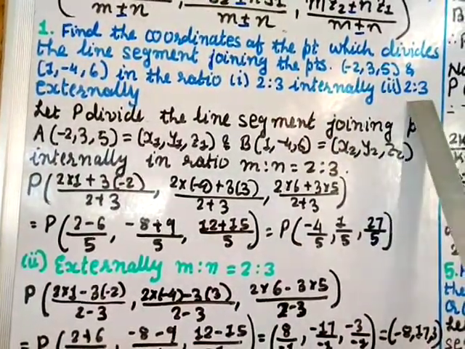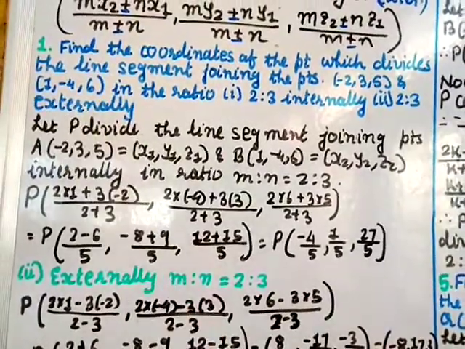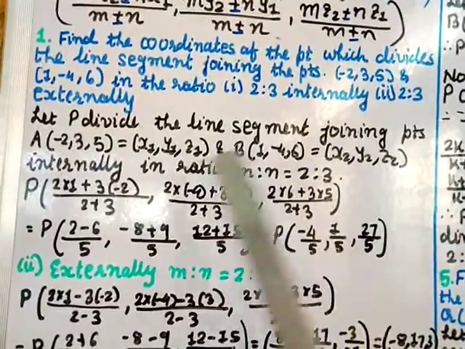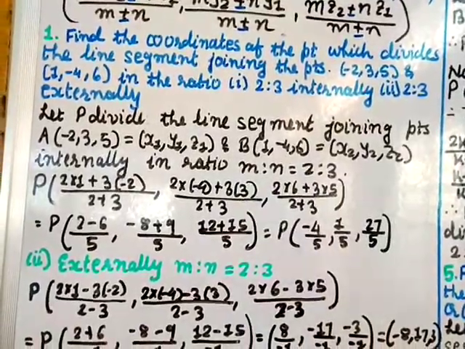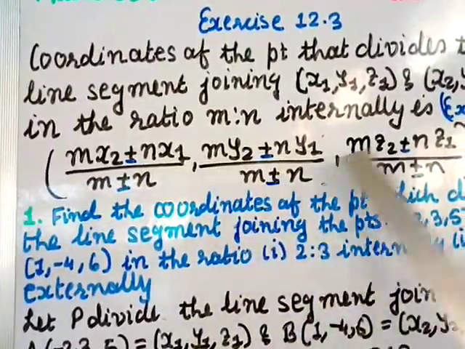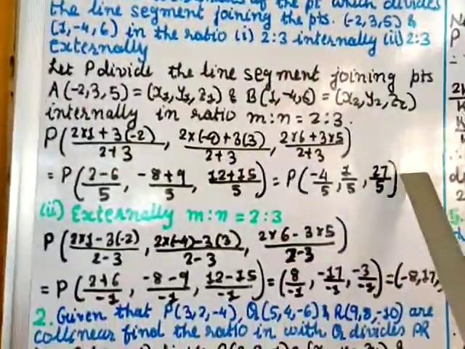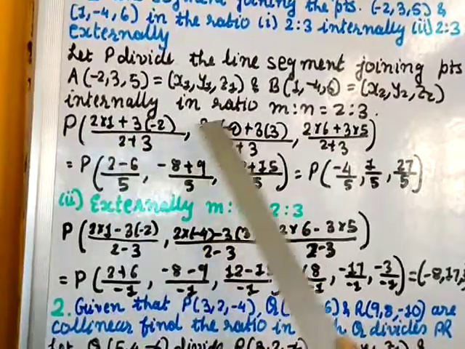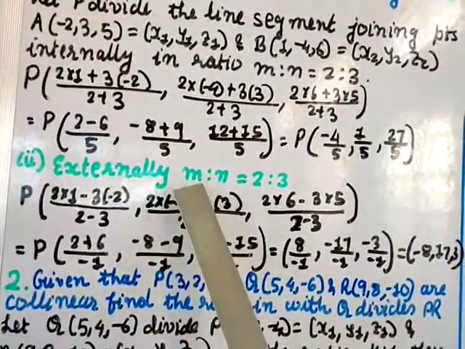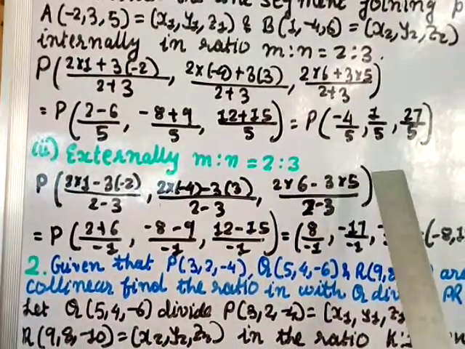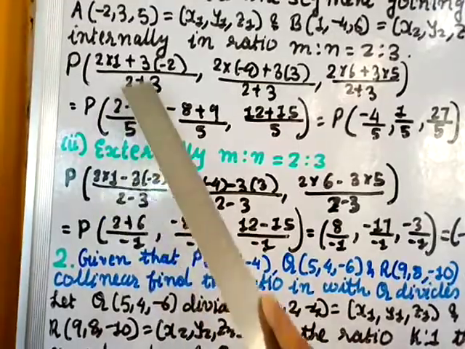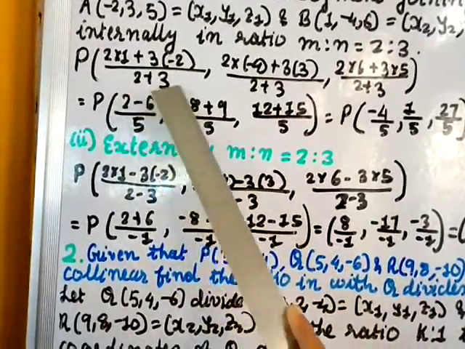Now we have to find the same ratio but externally. The points are the same, so x1, y1, z1 remain the same, x2, y2, z2 remain the same, and m:n remains the same. But externally you have to replace all these positive signs in the denominator by the negative sign. So the formula will come the same, I am just replacing the positive sign by the negative and writing the same thing. So externally m:n is 2:3. Here 2 into 1 as it is, I am just replacing plus by minus, 3 into -2, divided by 2 minus 3.